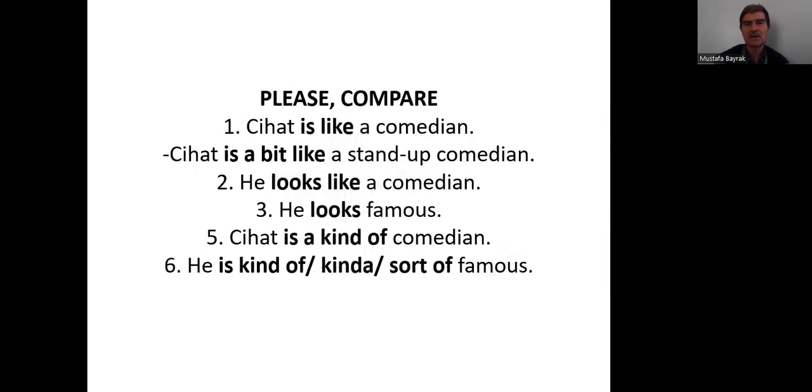Please compare. Jihad is like a comedian. Jihad is a bit like a stand-up comedian. He looks like a comedian. He looks famous. Yes, up to now, we use a noun after is like or looks like, okay? But from in sentence 3, he looks adjective. He looks famous. Jihad is a kind of comedian. He is kind of or kinda sort of famous. He is kind of famous. He is kinda famous. He is sort of famous. But he is a kind of comedian.